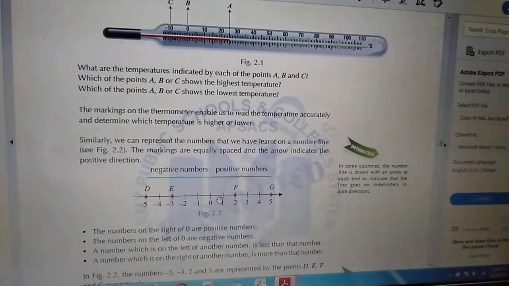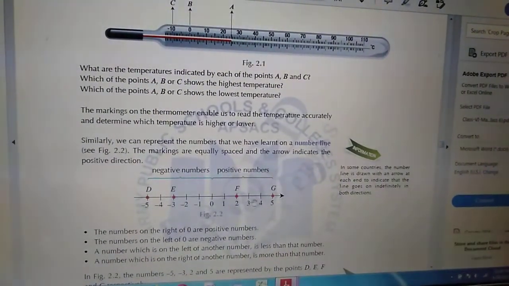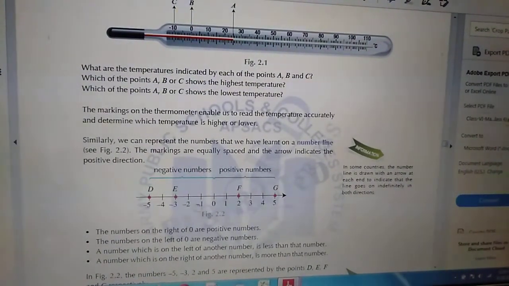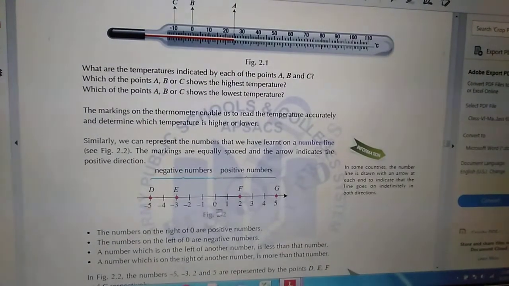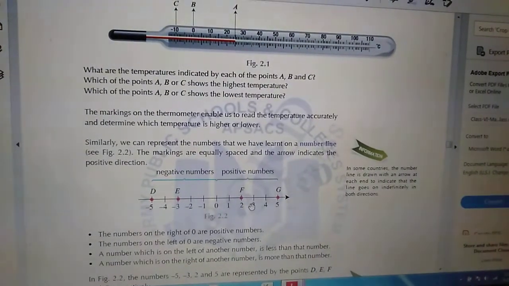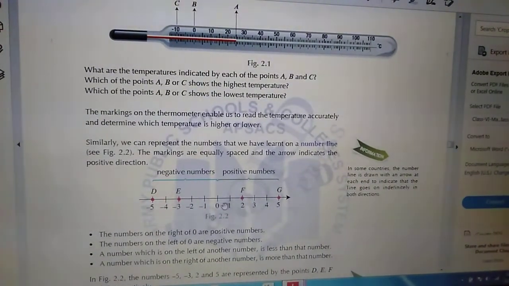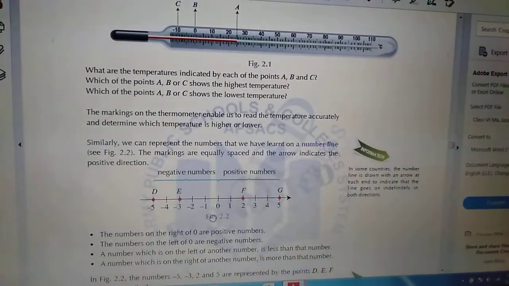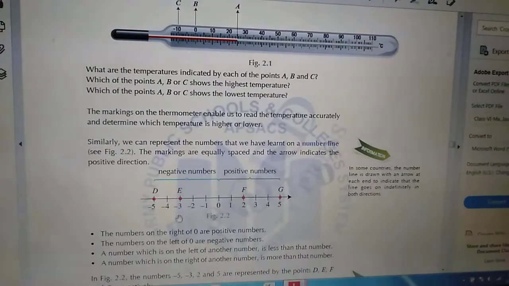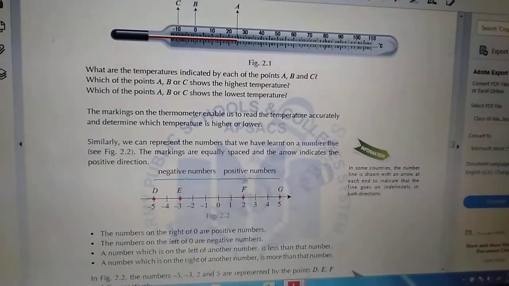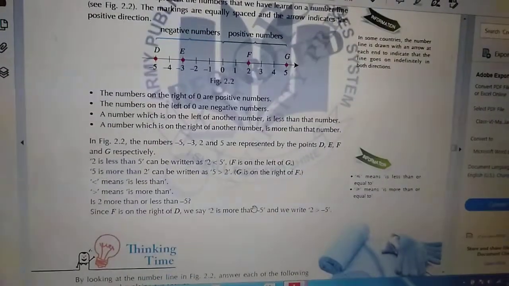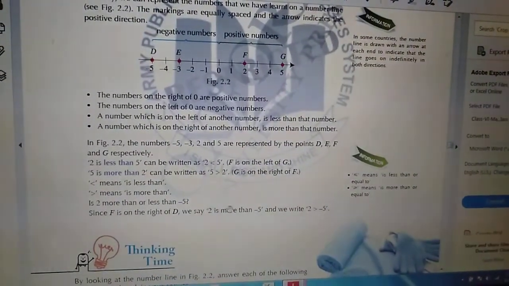So this is the number line and we have presented the numbers. Remember that the space between the numbers should be equal and 0 will be in between. On this side there will be positive numbers and on this side of 0 there will be negative numbers. All the negative numbers should be on this side and all the positive numbers should be on this side. So this is all about the number line.